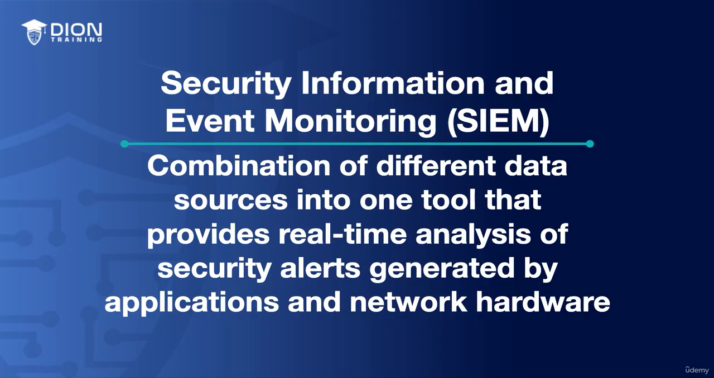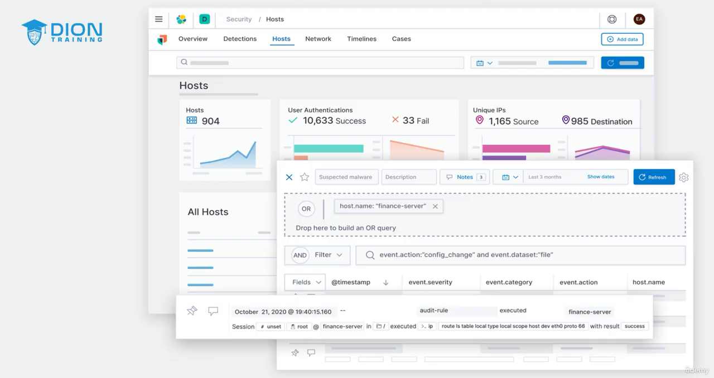Now, the first thing we're going to talk about is a SIEM. We've talked about SIEMs before, but a SIEM is a security information and event monitoring system. This is important because it's going to be a combination of a lot of different data sources into this one SIEM tool. And this provides us with real time analysis of security alerts that are generated by applications and network hardware.